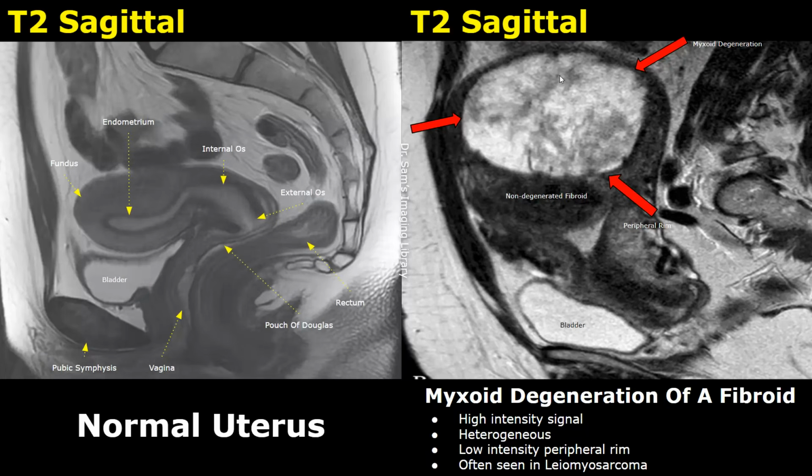This is another case of myxoid degeneration. We find a high intensity signal mass that is heterogeneous and it has a subtle low intensity peripheral rim. Also, we find a non-degenerated fibroid over here. It has a homogeneous appearance.